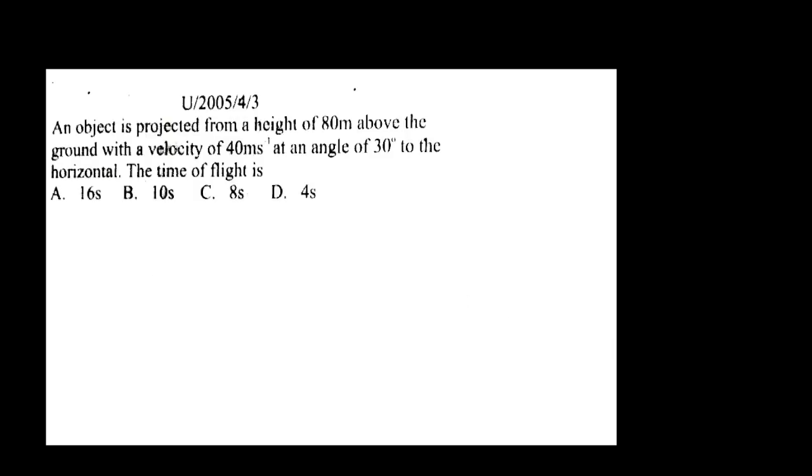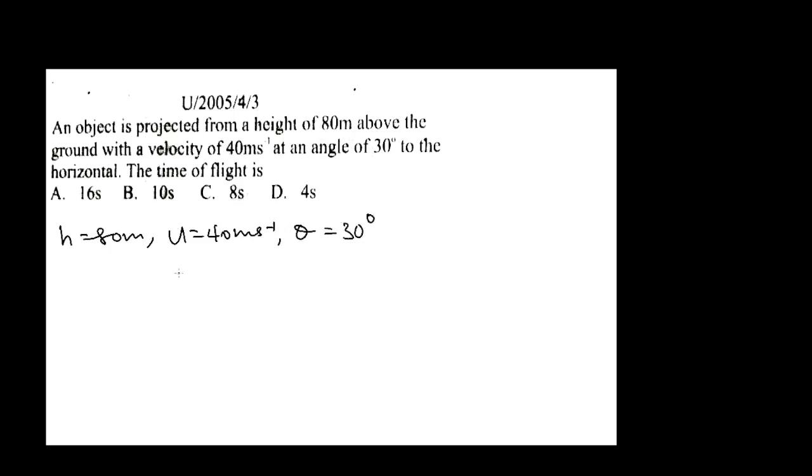So we'll move to the next question, and the next question tells an object is projected from a height of 80 meters. So the height is 80 meters above the ground with a velocity of 40 meters per second. So the velocity is 40 meters per second at an angle of 30 degrees. So theta is equal to 30 degrees to the horizontal.